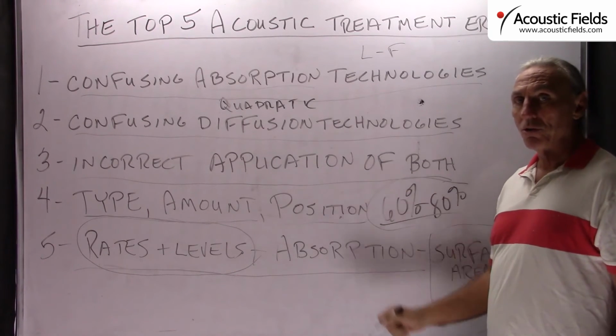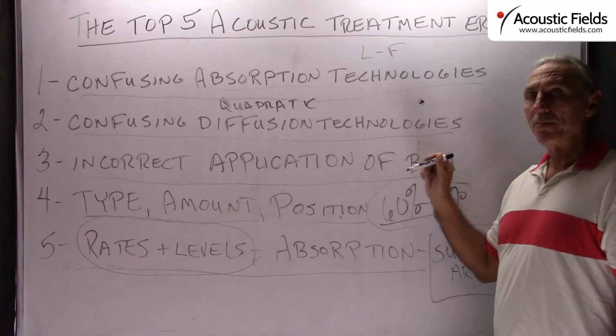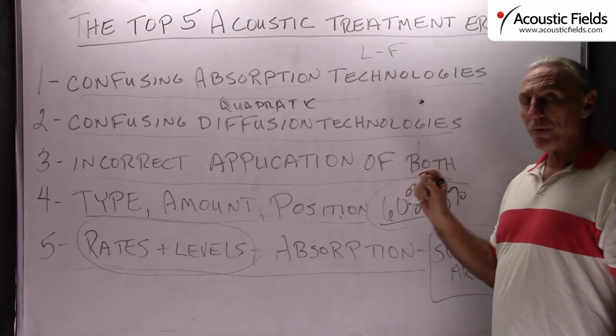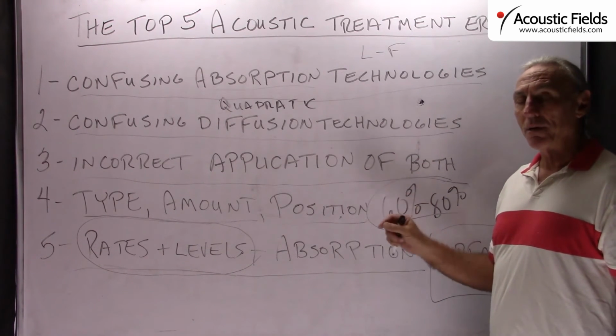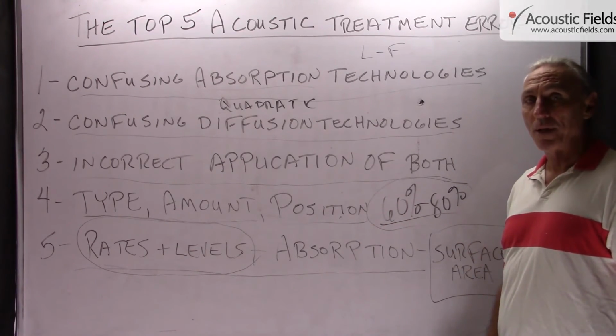With absorption, choose rates and levels of absorption that match the usage. With diffusion, choose the frequency response that matches the usage. The frequency response of a rear wall in a control room will be different than the frequency response of diffusion that you need in your listening room and home theaters.